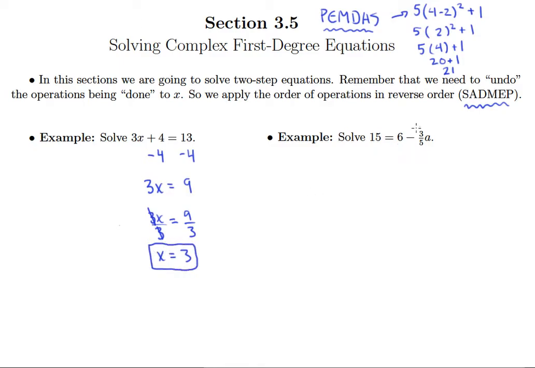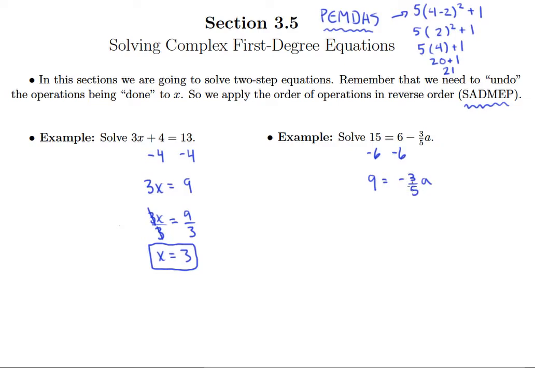Okay. Moving over to this side, I have a 3/5 times my a, and then I have 6 minus that 3/5 a. All right, so what do I do first? Well, I deal with this 6 first, right? Because even though it's 6 minus 3/5 a, I could think of it as negative 3/5 a plus 6. And so this is definitely my first order of business. So I subtract 6 from both sides as a first step. That gives me 9 equals negative 3/5 a.